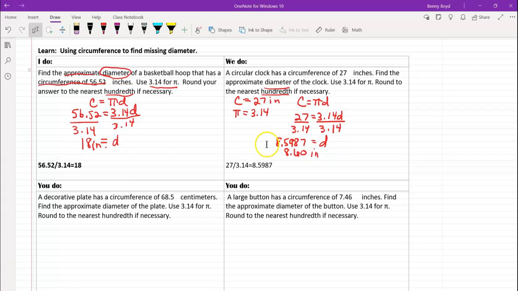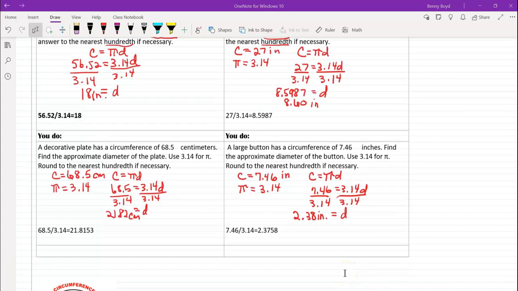All right, guys, I encourage you to pause the video and try the you do questions, and I'll be back shortly to show you the results. As you can see here, I've worked out the two you do problems for you, so you can check your work. Encourage you to pause the video and check over your work. Make sure you did it right.